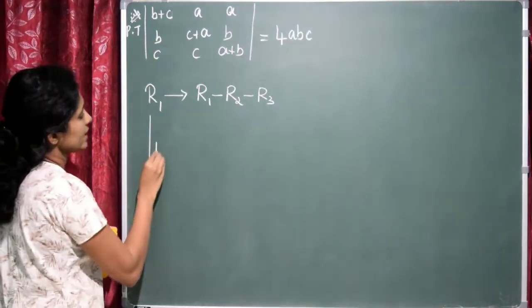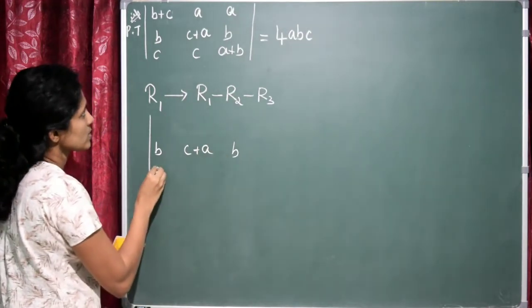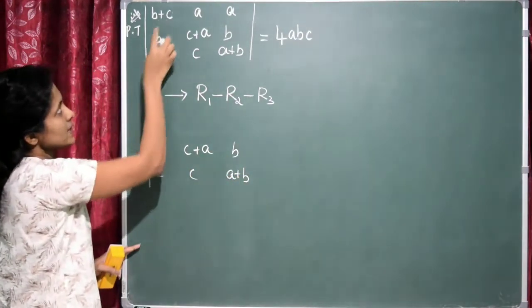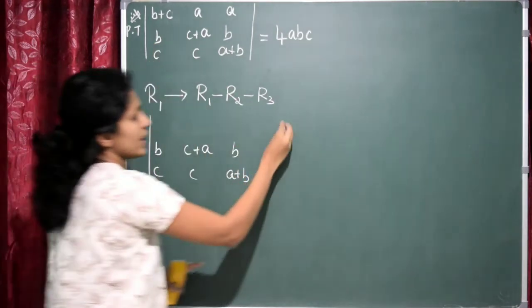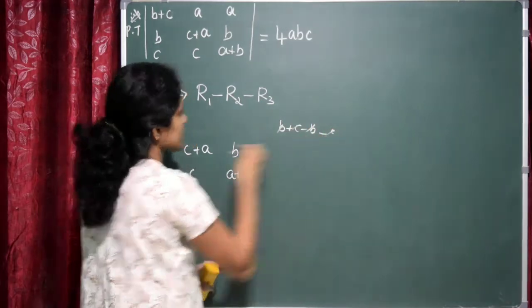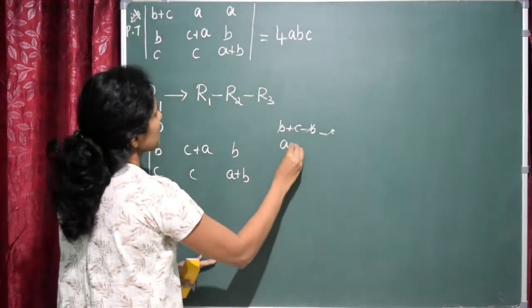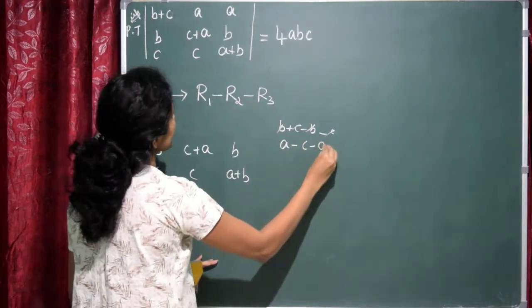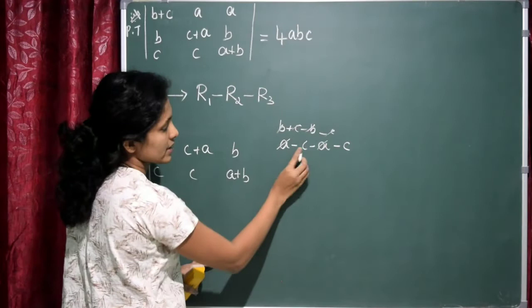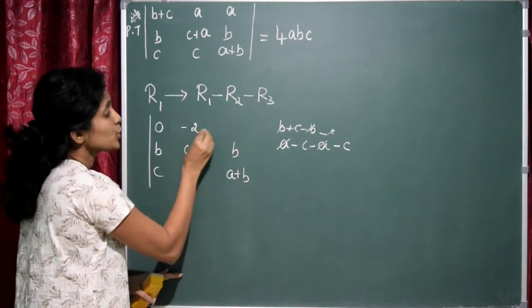So the second and third rows are the same. I'll write this one: b, c plus a and b. This is now c and a plus b. The first row is now b plus c minus b and minus c. Both will get cancelled, so this will be equal to 0. Next, this is c, a minus c minus a minus c. So here plus a and minus a will get cancelled. Minus c and minus c will be equal to minus 2c.